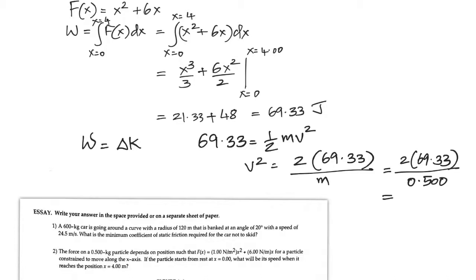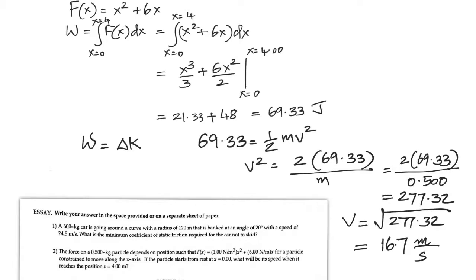which gives us square root of 277.32, which is 16.7 meter per second. So that is how that problem is worked out.